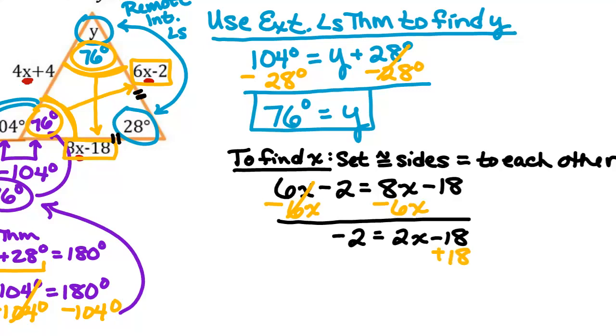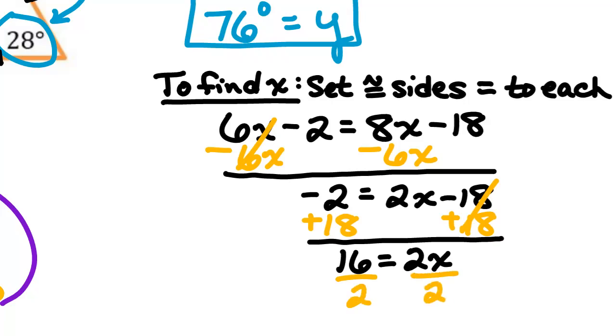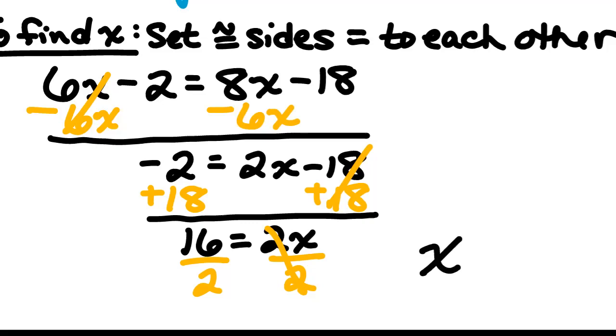Then I'm going to add 18 to both sides. And that gives me what? 16 equals 2x. Divide both sides by 2. And now I know that x is how big? x is 8.